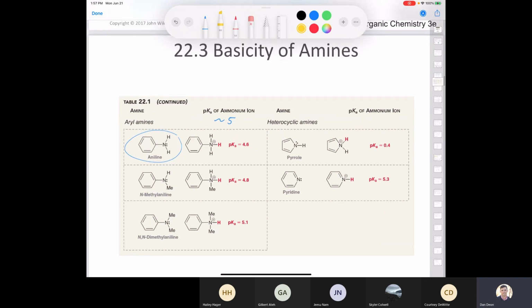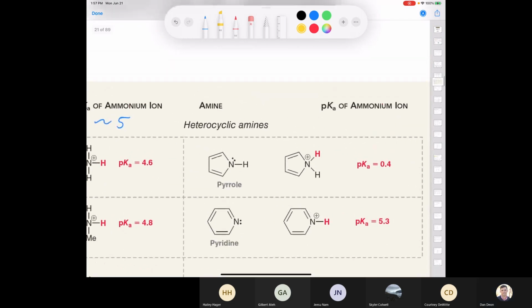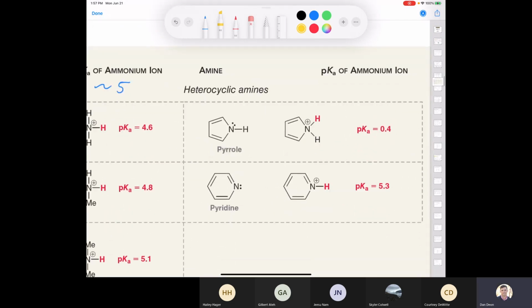Furthermore, if you look at pyrrole and pyridine, check out these pKa values. If you look at pyrrole and pyridine, the pKa values are pretty drastic. You can see that this is all borderline a strong acid. If you protonate pyrrole, why is this such a strong acid?